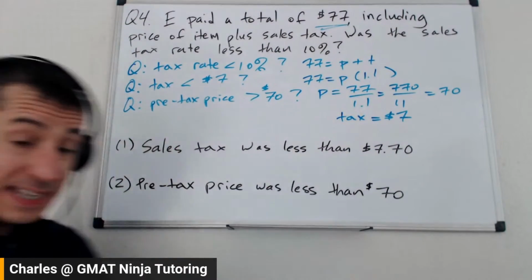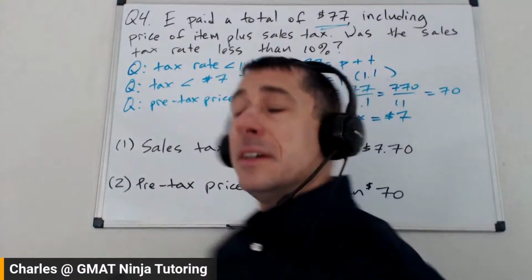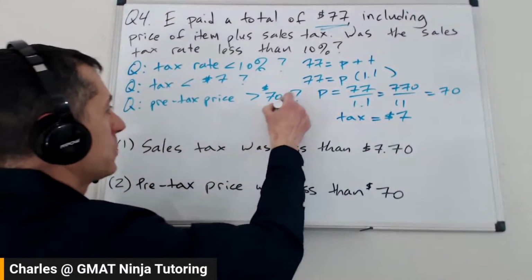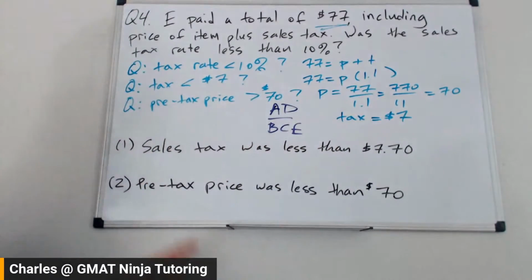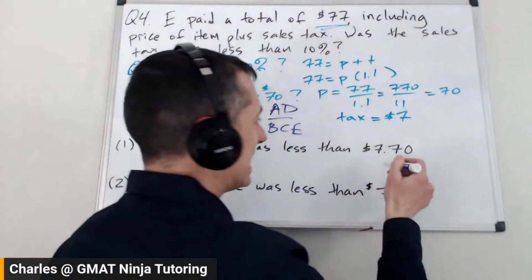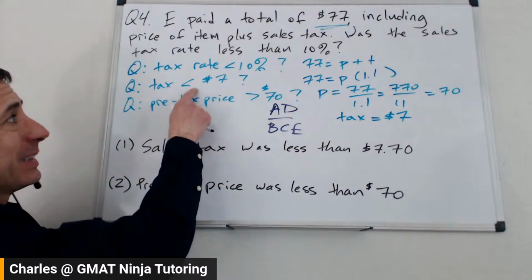All right. I think that's it. I don't think we can do anything else here. Let's go ahead and launch in. So I always write my little ADBCE. Again, if you're not familiar, we go through that in the data sufficiency specific videos. Sales tax was less than $7.70. Okay, the question is, is that sales tax amount less than 7?